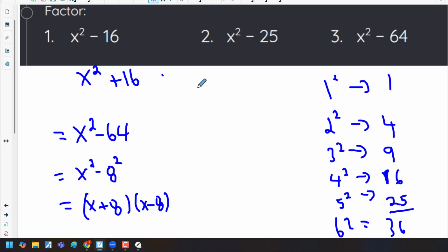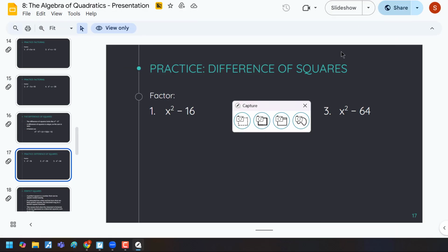It's impossible to do this. Same with x squared plus 25. It's not factorable, and x squared plus 64, none of these are factorable. The whole thing about difference of squares: difference means to subtract. If you're not subtracting two values, it's not a difference of squares problem. It's a very easy clue right there.